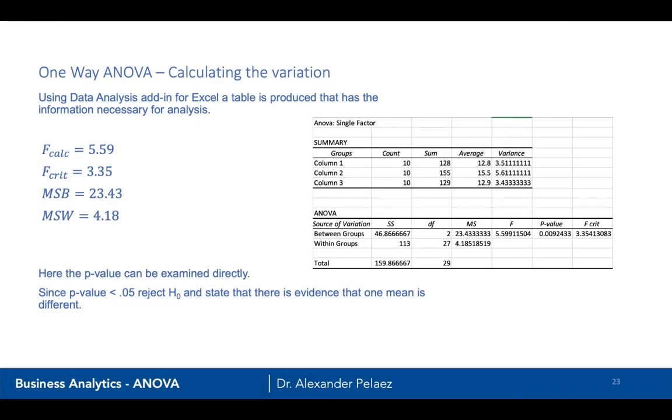Using Excel, the data analysis add-in will give us the entire table for the information that we need. Again, we have what we calculated as 5.59, and you can see that Excel computed the same value. It provides us with the critical value of 3.35. So here we could apply our rule, which says that if the calculated value is greater than or equal to the critical value, we will reject the null hypothesis. Similarly, we can use the p-value directly, as we've done in previous modules, and you can see here that it computes a p-value of 0.00. If the p-value is less than 0.05, we will reject the null hypothesis and state that there is evidence that at least one mean is different.